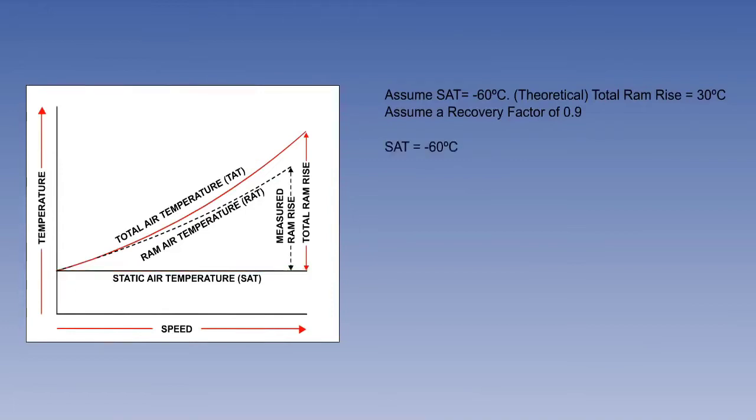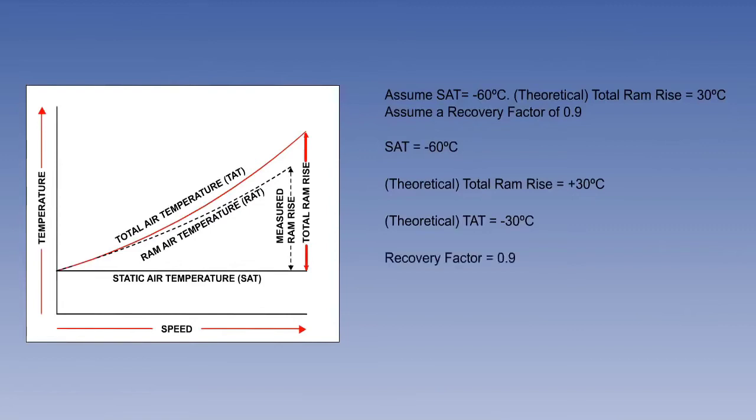The static air temperature is minus 60 Celsius. The total ram rise is plus 30 degrees. Remember, this is a theoretical figure and cannot actually be achieved. The total air temperature would therefore be minus 30 degrees Celsius. The recovery factor is 90%, which is expressed as 0.9.